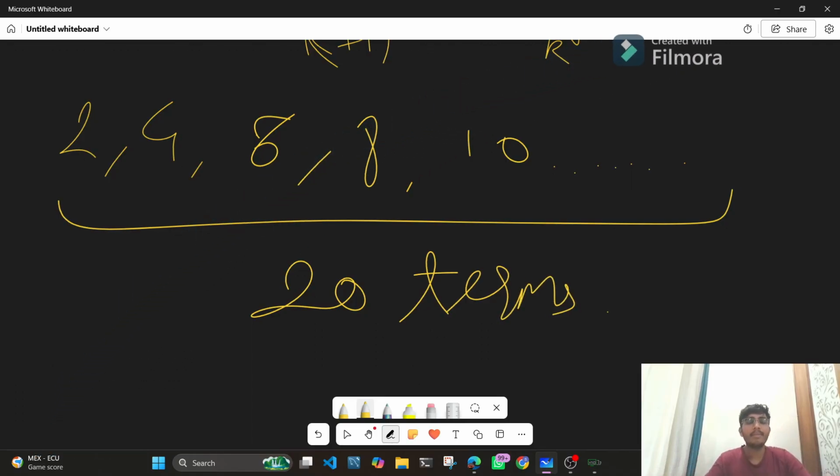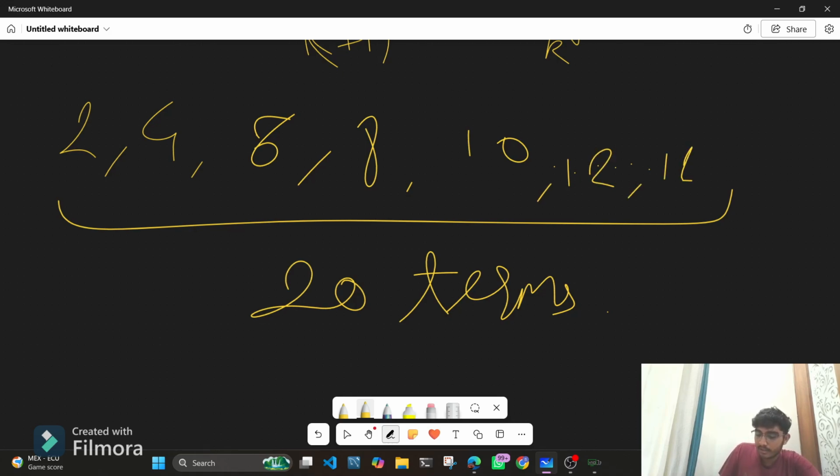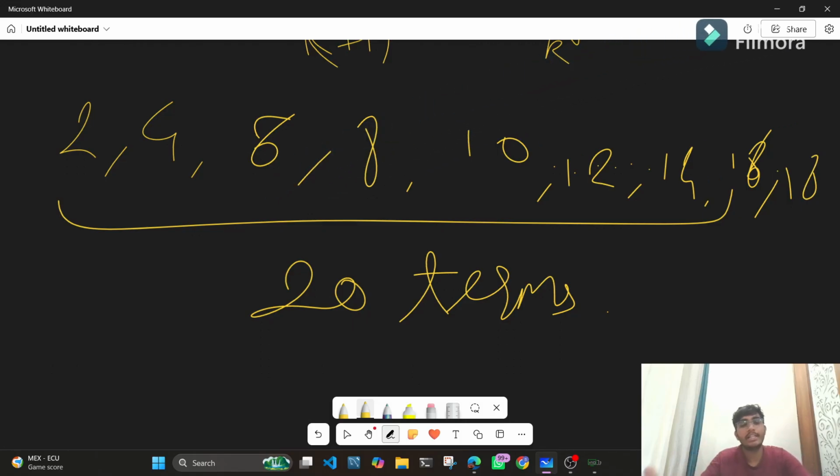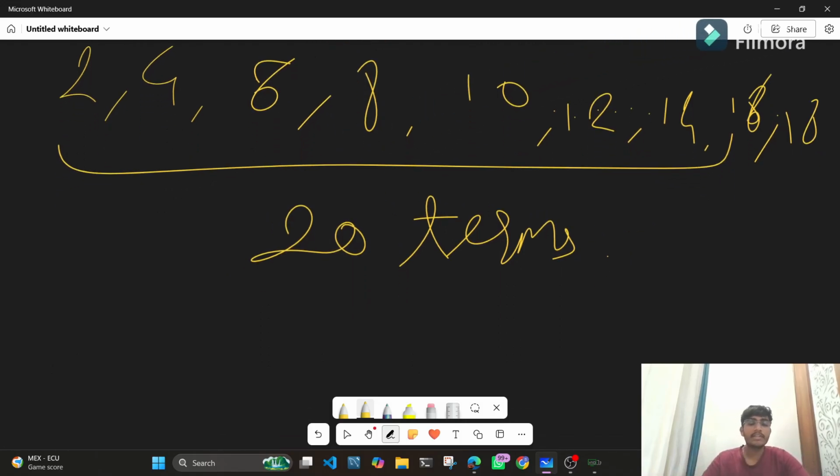So maybe it is a very tedious process to go on till 20 terms, because right now we have just written five terms: 2, 4, 6, 8, 10. Then this is the sixth term, seventh term, eighth term, ninth term. That is a very tedious process to do. Instead, we can directly find the last term of the AP. We can directly find the nth term of an AP.